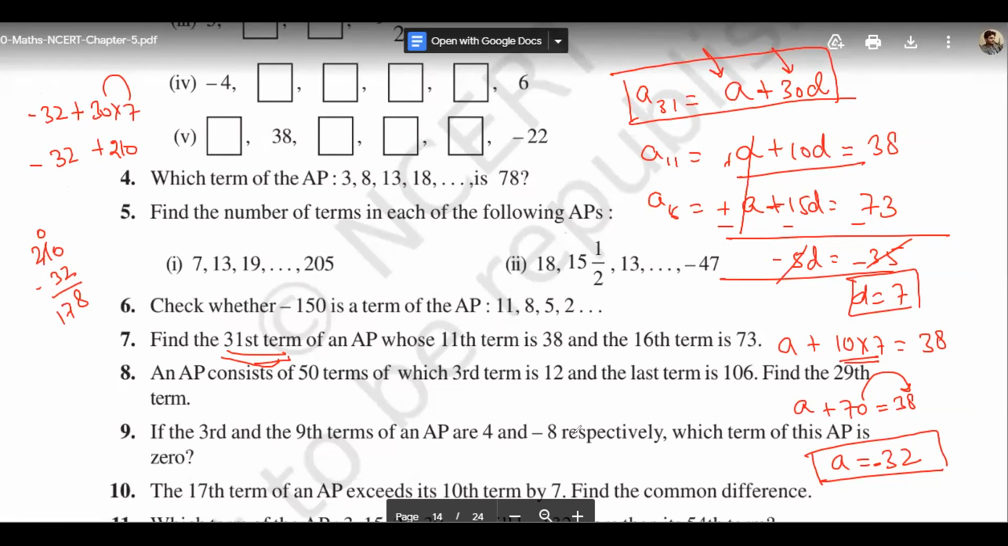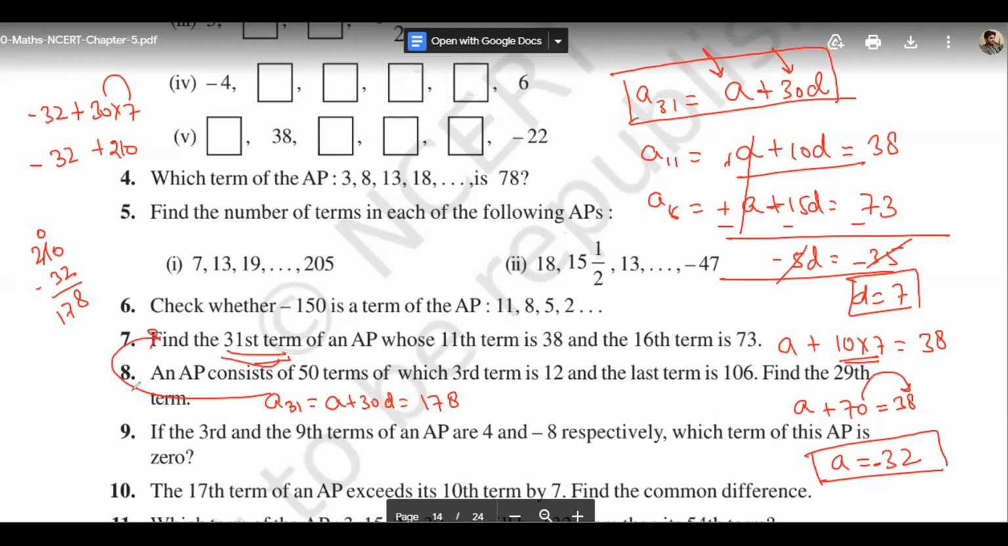So you find here that the 31st term of this AP will be equal to A plus 30D, and that will be equal to 178 for this question. Got it?